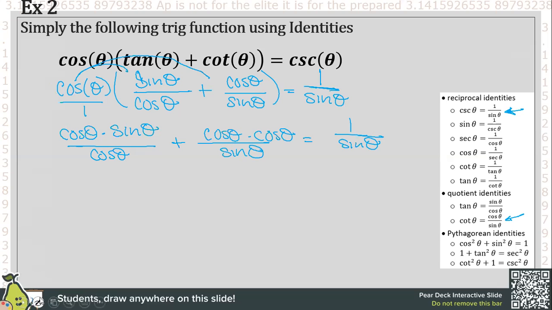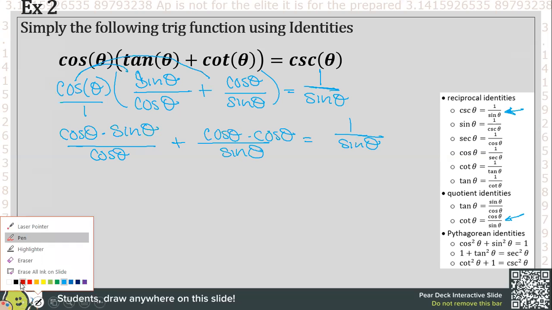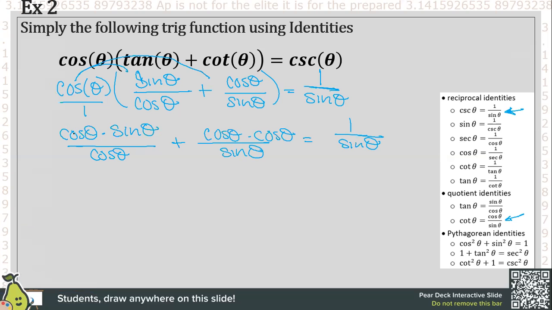So let's combine like terms. Hopefully you are seeing what I'm seeing. On the first term over here, we have cosine over cosine. That simplifies to 1, and I'm only left with sine theta divided by 1, or sine over 1. And then we have cosine times cosine. That gives me cosine squared theta divided by sine theta equals my right hand side, 1 over sine theta.